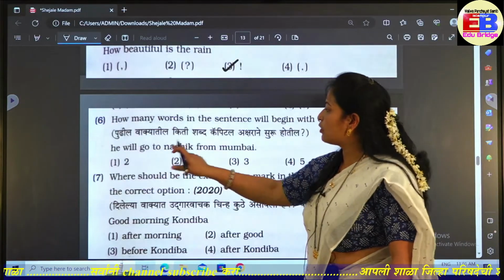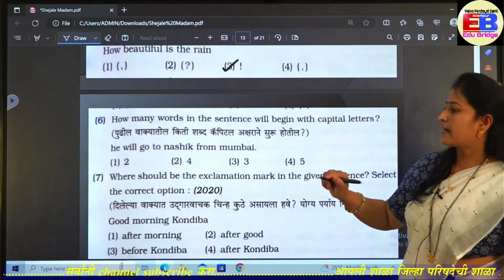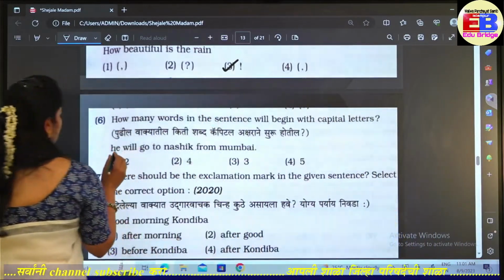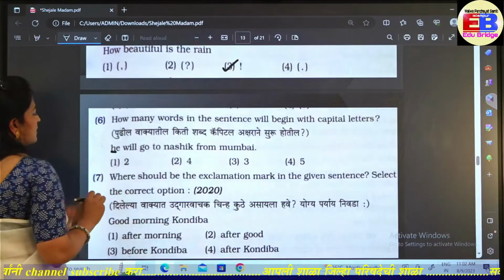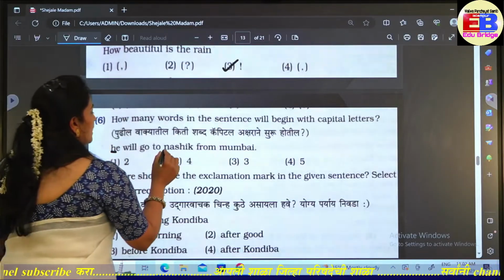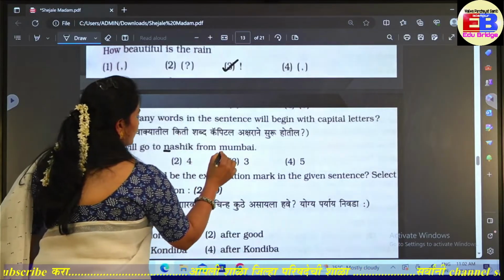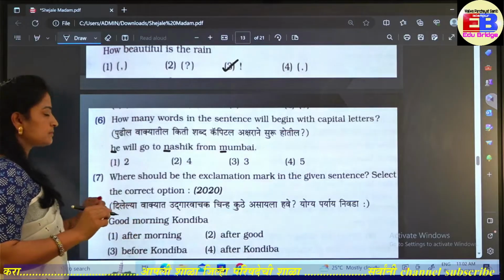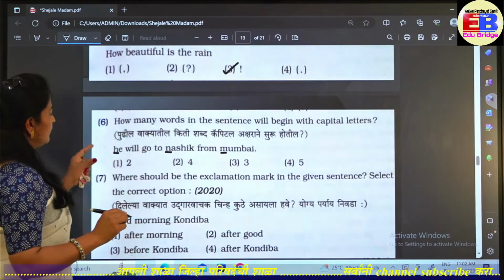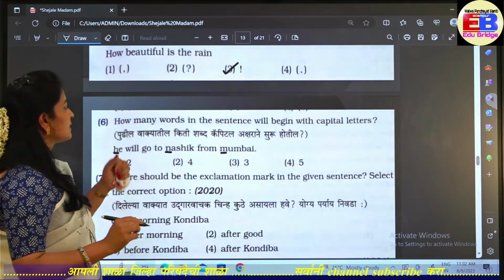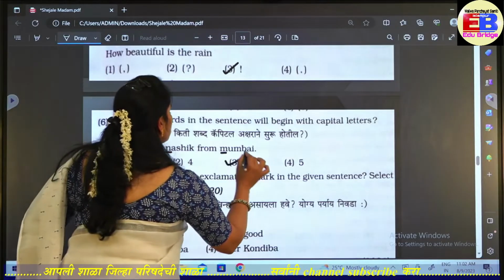He will go to. Just now I told you that while writing any sentence, the first letter should be capital. That is, He is capital, Nashik is a proper noun, Mumbai is a proper noun. So in these 3 we have to use capital letters. So 1, 2 and 3 capital letters is a must. So option number 3 is the right answer.